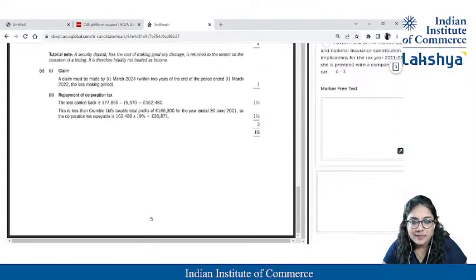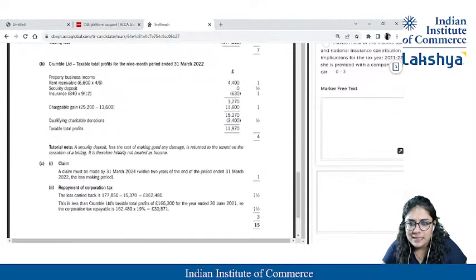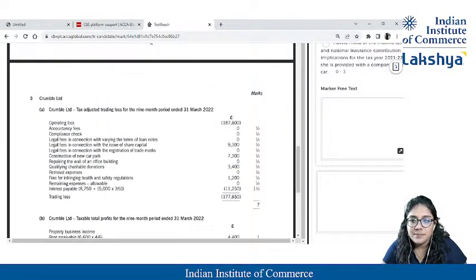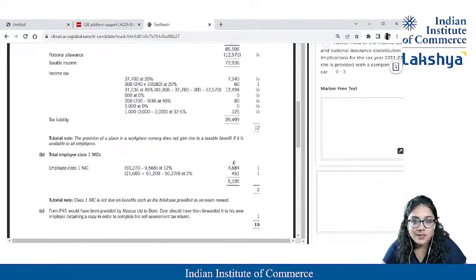And the later question I did from another paper, because this was again easy, for corporate tax. I know this is something which you guys can manage on your own.